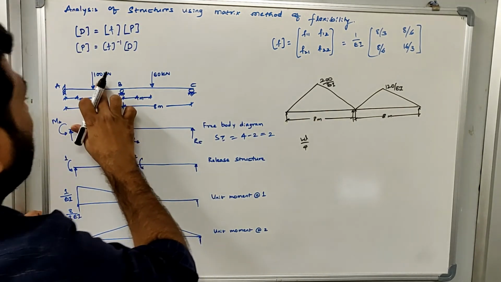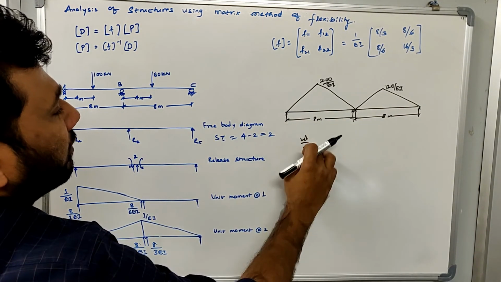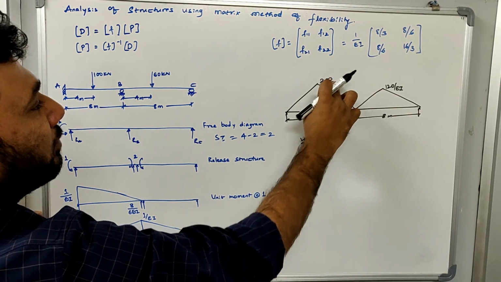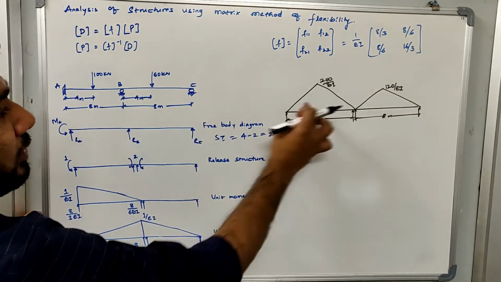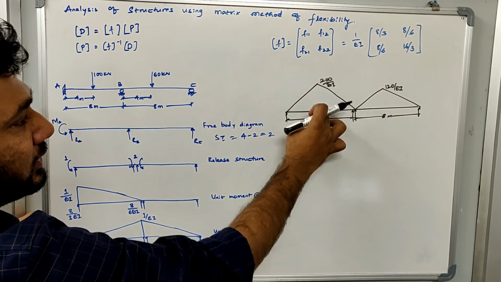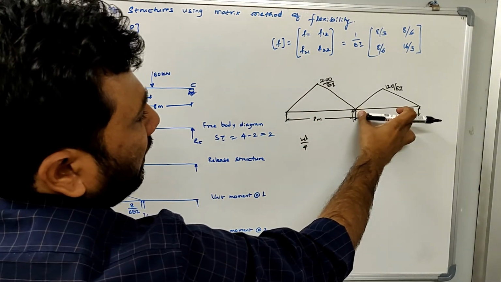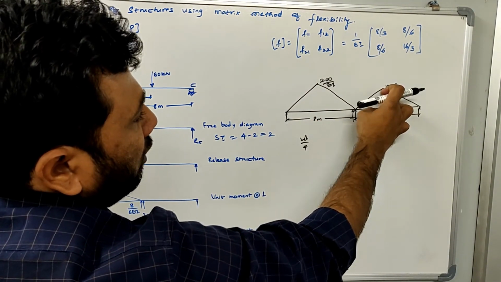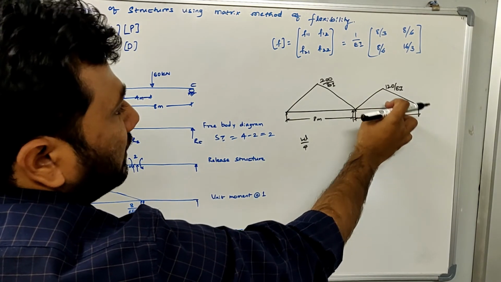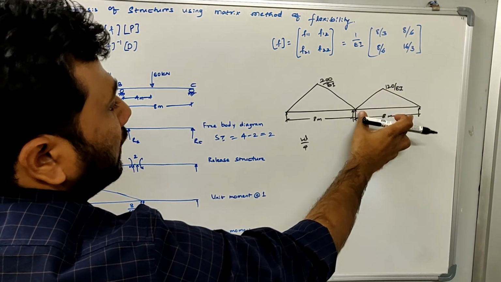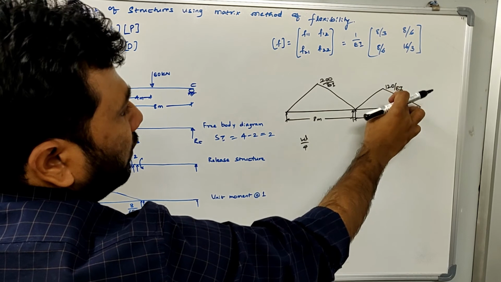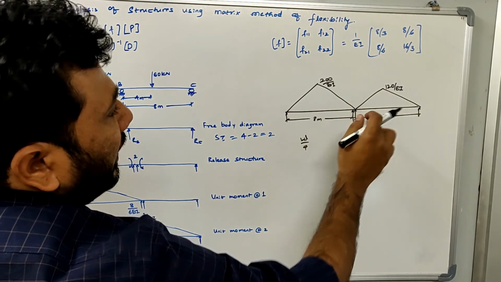So W is how much? 100. 100 into 8 divided by 4 will give you the value of bending moment in case of a simply supported beam, which is the maximum bending moment at the center. Now similarly we can calculate the maximum bending moment in case of this element, which is the BC element. So again it will be 60 into 8 divided by 4, which will give you 120 by EI. So this is your M by EI diagram.